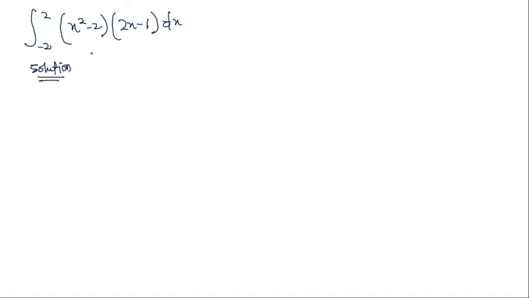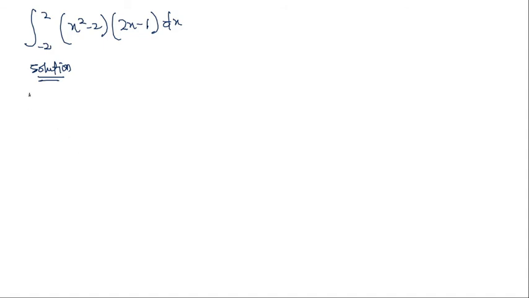Alright, so let's have a look at another example of a definite integral. We have to integrate from negative 2 to 2 of the function x squared minus 2 and then 2x minus 1 dx. Alright, let's write down our solution. If we look at this, we can see that we have two functions multiplying each other and we have to integrate it. So the first thing we need to do is to expand our function so that we have it in a linear form, so that we can apply our integration to each of the functions individually and then find our final integral.